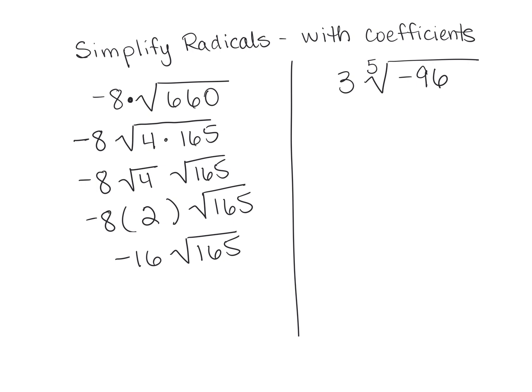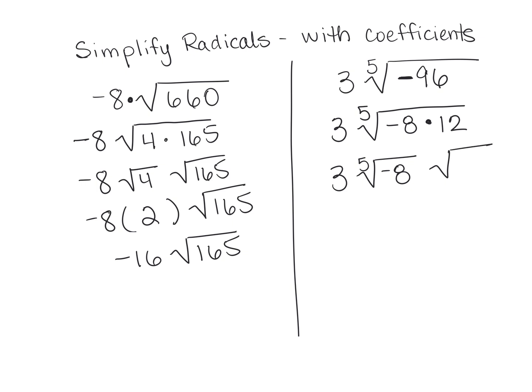So when we look at the fifth root of negative 96, remember that if the index outside is odd, you can have negative numbers. So we keep the 3 that's already out there, and then as we're looking at the fifth root, negative 96 is divisible by 8, so we take negative 8 times 12. So we do 3 times the fifth root of negative 8 times the fifth root of 12.